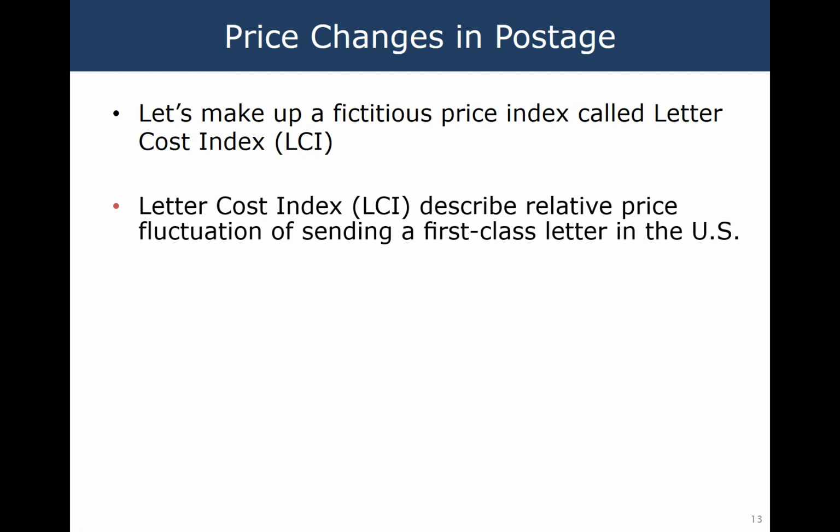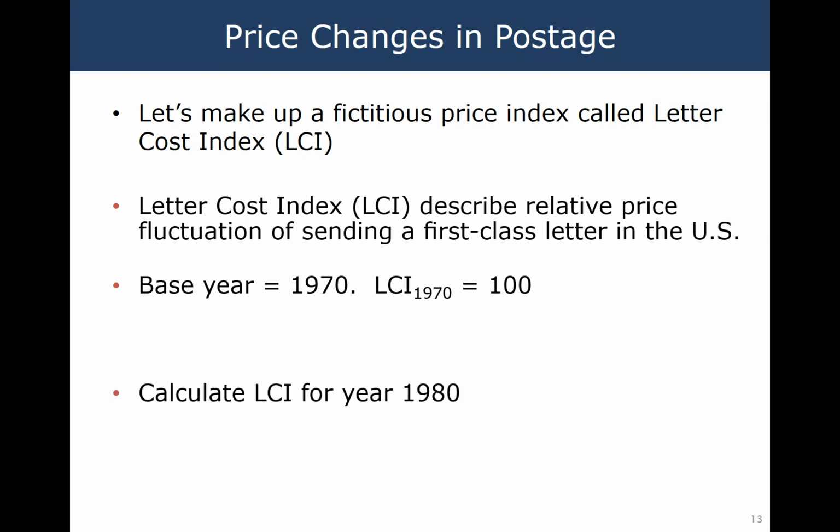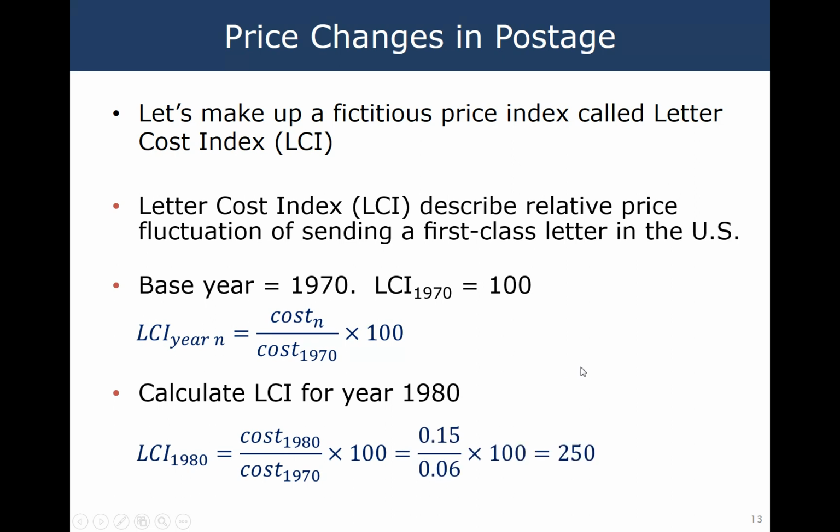LCI describes the relative price fluctuation of sending first-class letters in the United States. The base year is, for instance, 1960, and the LCI for 1960 we call 100. And we can calculate the LCI for the year 1980s. So we can use the ratio to calculate.